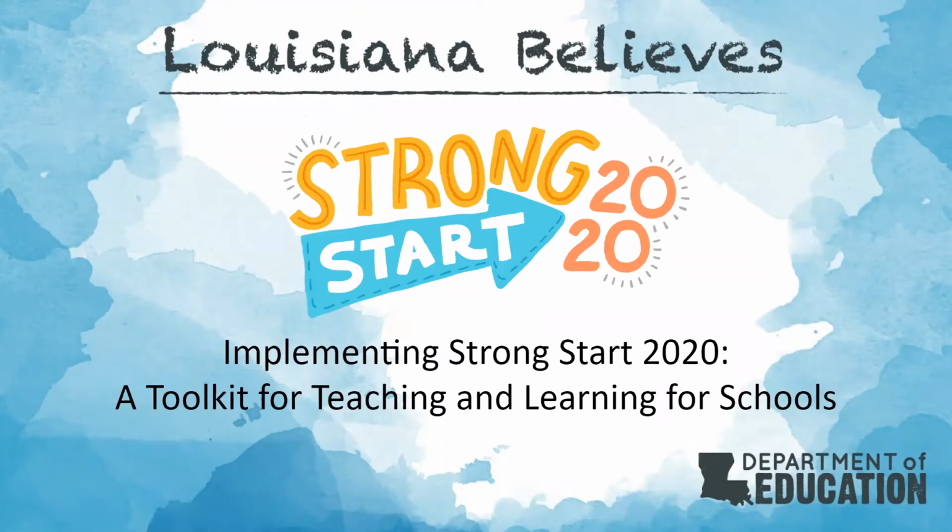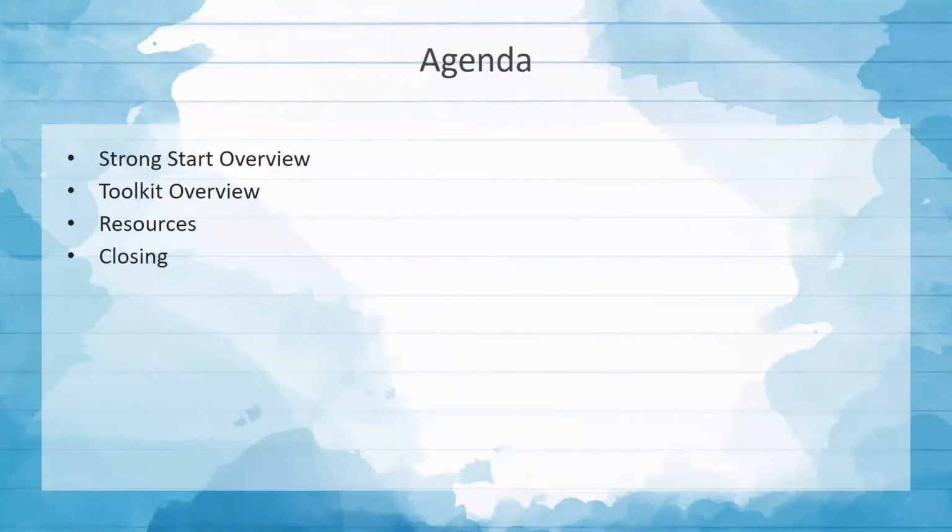So today's presentation is going to walk through the Toolkit for Teaching and Learning for Schools that was released this Tuesday. We're going to start with an overview of the Strong Start 2020 plan, which is what the toolkit is aligned to, to give you background about what your districts have been working on the past few months to ensure every student has a strong start this coming year. I'll then review the toolkit and the resources within the toolkit, and then just close out with some support structures that we have in place around the toolkit.